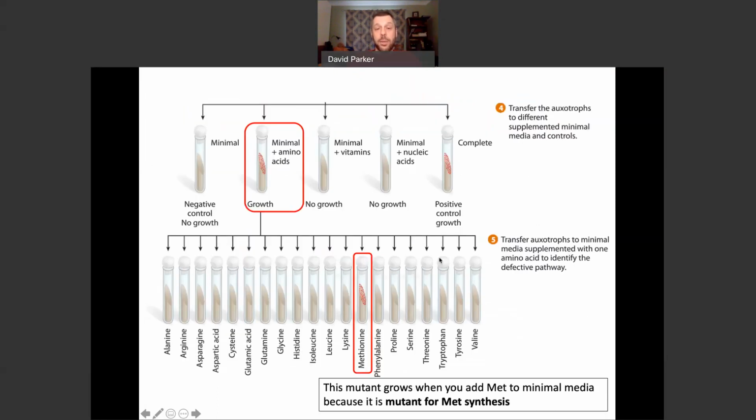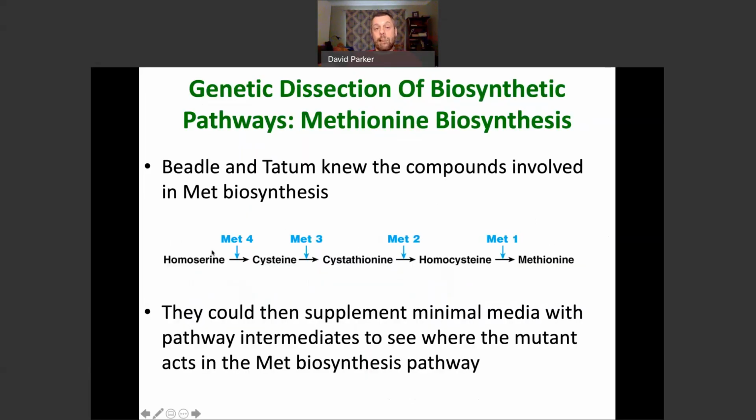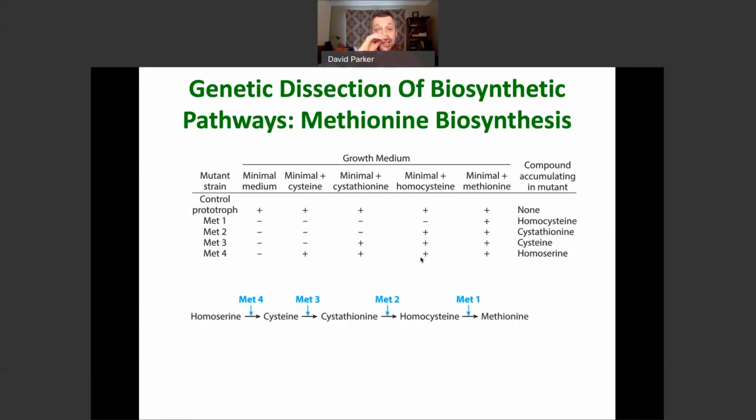And when they did this experiment to look for mutants that couldn't make methionine, they didn't just find one, they found a whole bunch of them. And so they were wondering, could some of those mutants be for this gene? Could some be for this gene, some for this gene, and some for this gene? And they did an experiment to find that out.